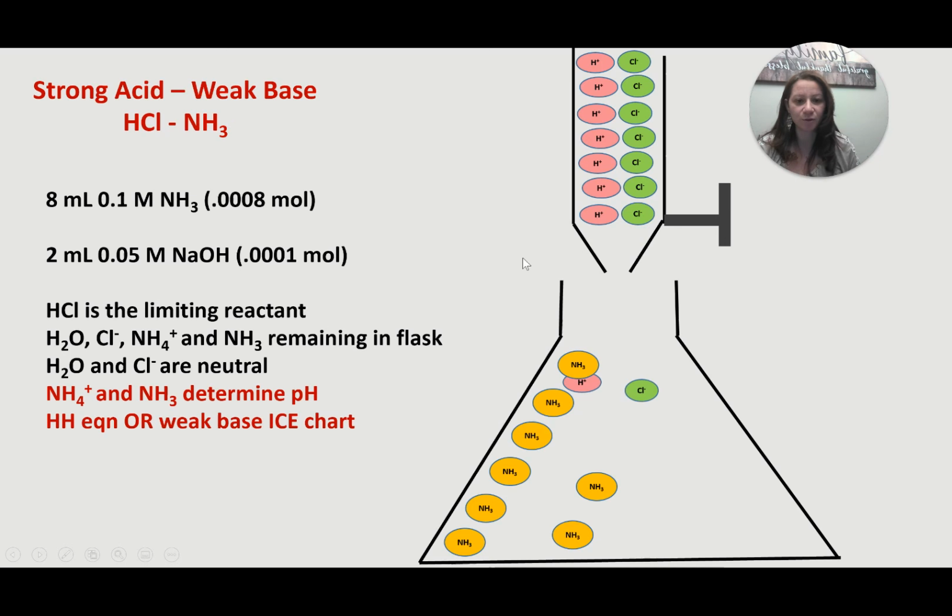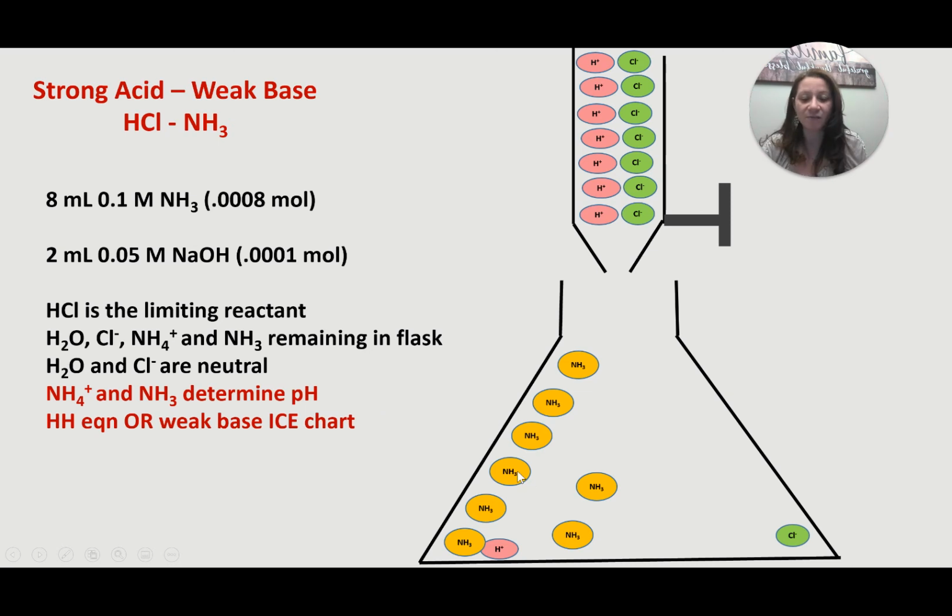So when I do that, my H plus from my HCl combines with NH3 to form NH4 plus. And then the Cl minus is just floating around. It's a spectator ion. It doesn't really do anything. And so what I'm left with in the flask here, of course, I have some water, right? I have some Cl minuses. So both the water and the Cl minuses are neutral. They don't really contribute to anything.